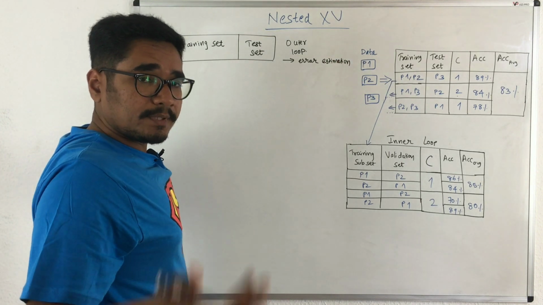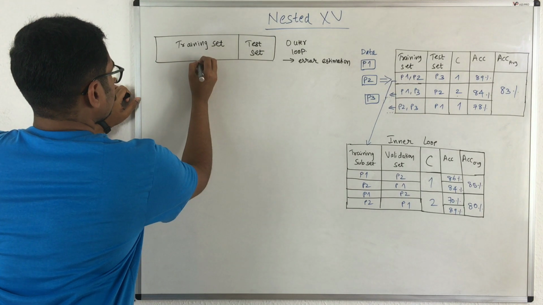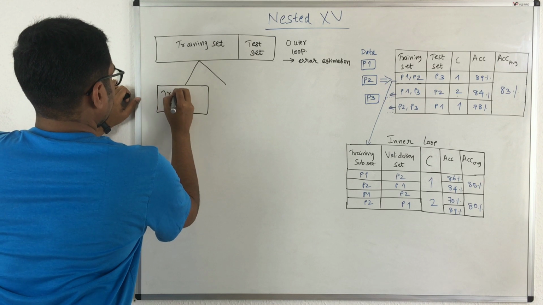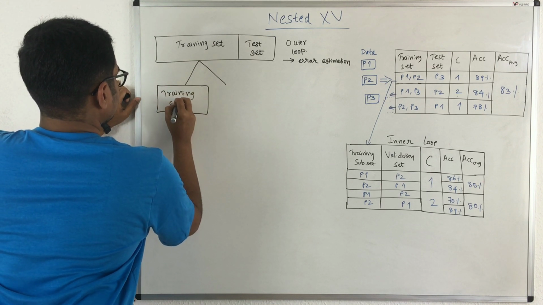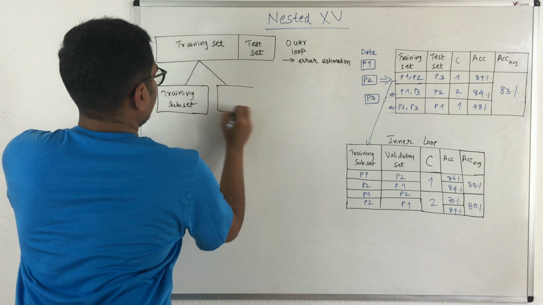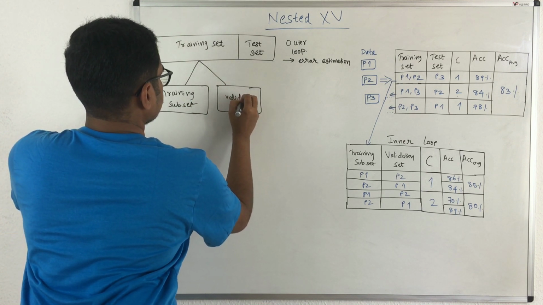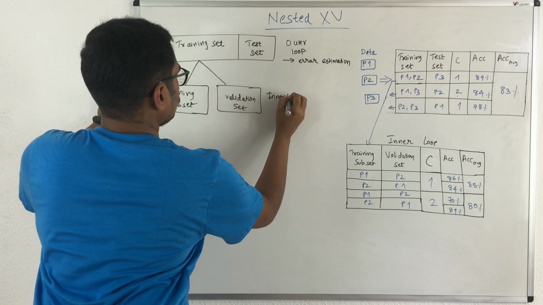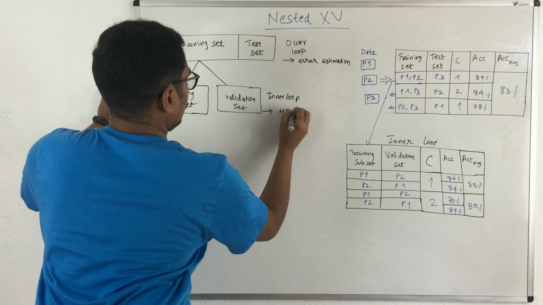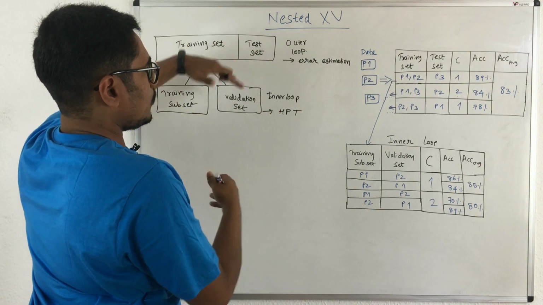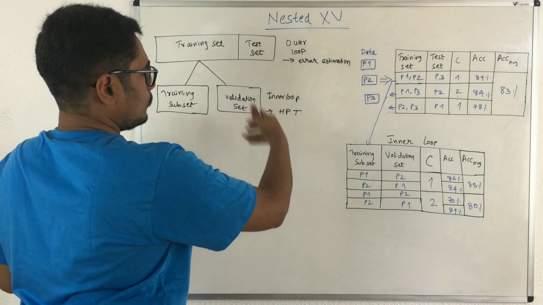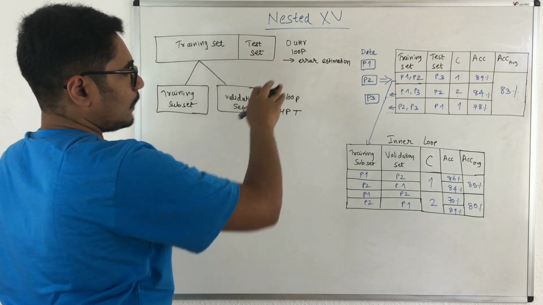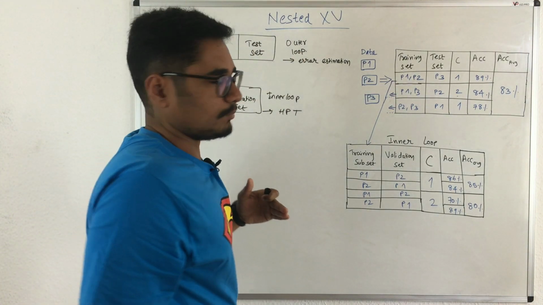Next, if we want to do hyperparameter tuning as well, we further split this training set into two parts, that is, we have the training subset and then the validation set. Now this part becomes the inner loop and this is used for hyperparameter tuning. So this is how we club both error estimation and hyperparameter tuning in one cross validation method. And so this hyperparameter tuning comes under the outer loop. That's why it's a nested cross validation approach.